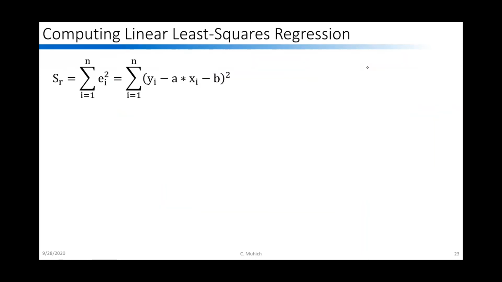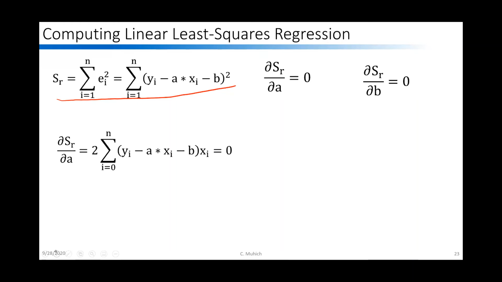Let's take this through step by step. So here we have the equation that we want to minimize, and the location of that minimum can be found when the derivative of SR with respect to A is 0, and the derivative of SR with respect to B is also 0. So let's take this through.